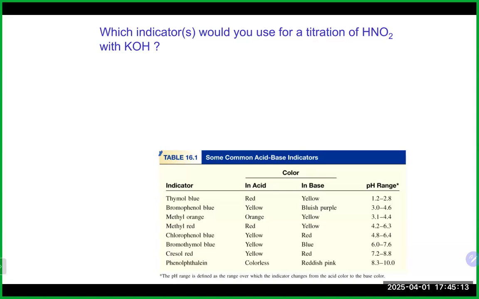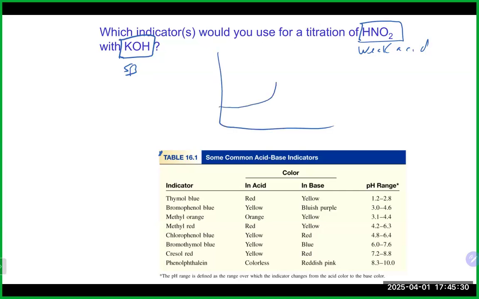Okay, so in this case, what you probably want to think about is what type of titration you're doing. So hopefully you know HNO2 is what type of acid? A weak acid, right? And KOH is a strong base. So this is the titration you're doing. It's going to give you a wonderfully drawn sort of curve like so, maybe.